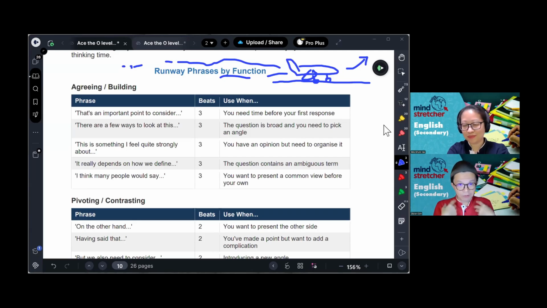So you have saved or bought time, or created time for yourself to think. 3 beats to think. Something like 2 seconds, nearly 1.5 to 2 seconds to think. There are a few ways to look at this. This is the technique which I used just now. This is something I feel quite strongly about. It's just a way to buy time to think. Do you understand? So these phrases are the things which you memorize. You memorize this if you agree.